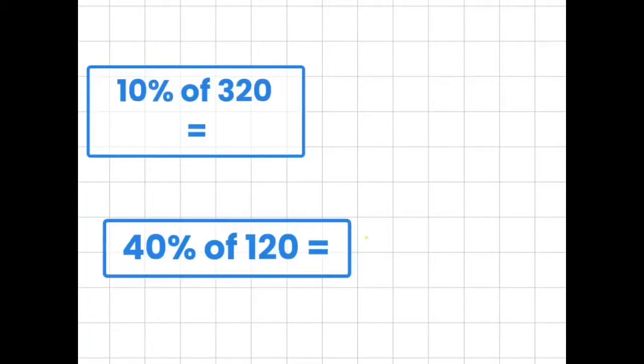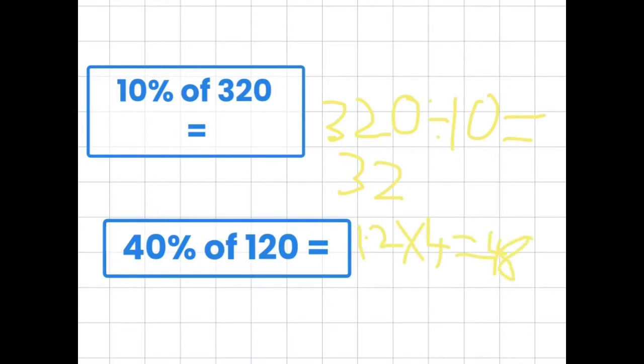To do 10% of 320, you would divide 320 by 10, because 10% is a tenth of 100%, so the answer would be 32. For 40% of 120, you would have to divide it by 10 to get it to 10%, which would be 12, and then 12 times 4 would be 48.